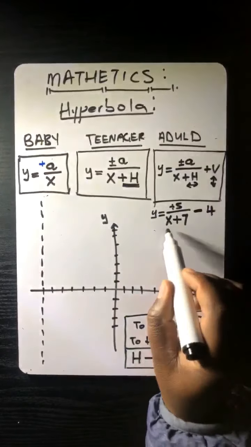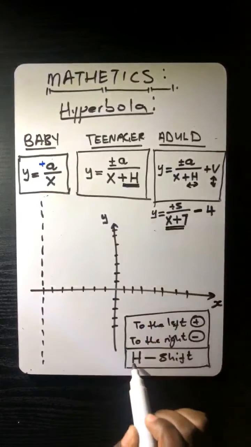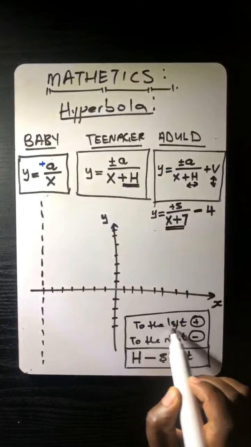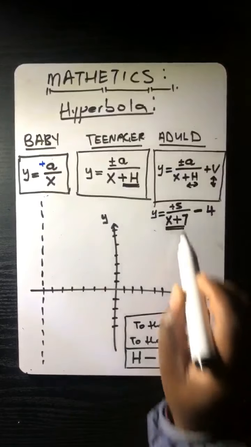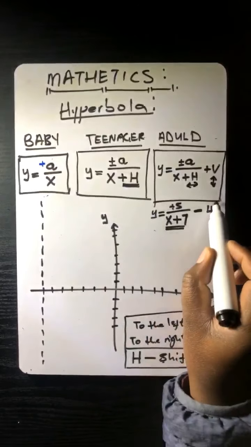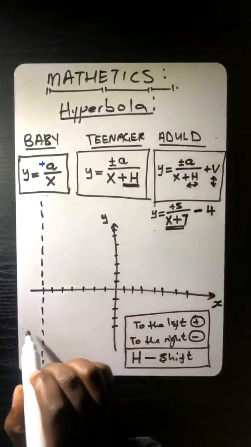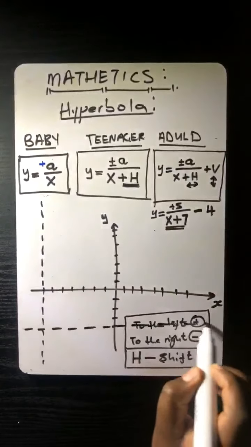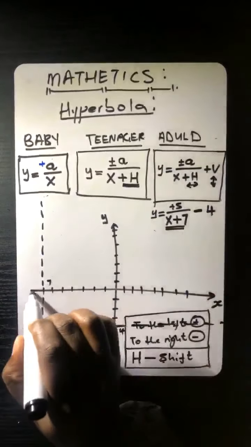So for a horizontal shift, that's where you say to the left it's positive, but to the right it's negative. But for the vertical shift, you take it as it is. So that means your asymptote is now going to be there at -4 and then that one at +7.